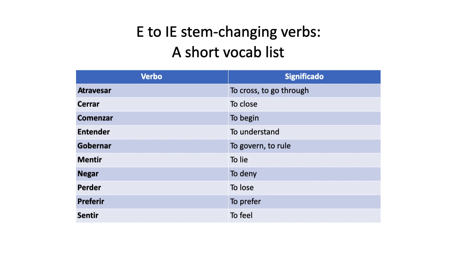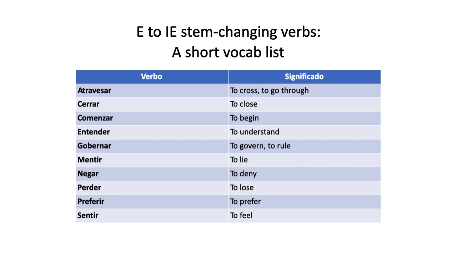Atravesar means to cross or to go through. So atravesar la calle means to cross the street, right? And it's an E to IE stem changing verb, so I would say yo atravieso, not yo atraveso, right? I changed that E for an IE. Cerrar means to close. Yo cierro la puerta, I close the door.